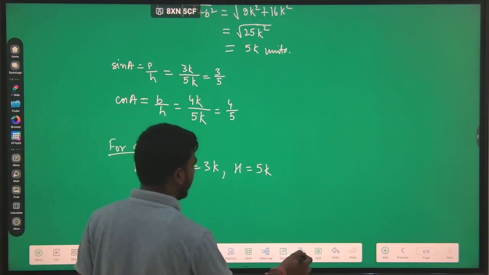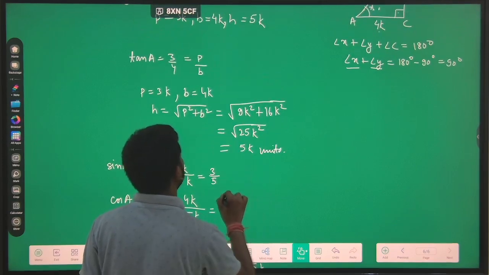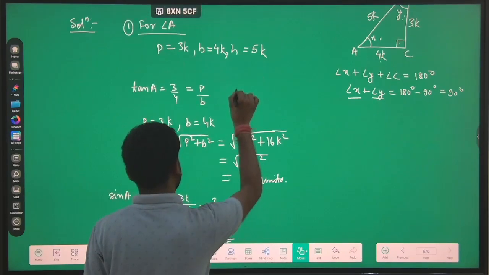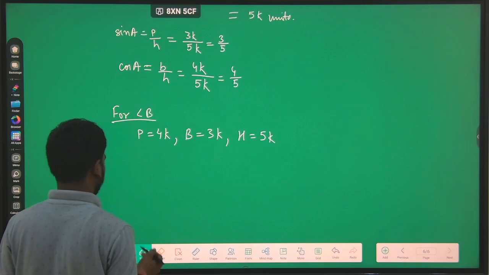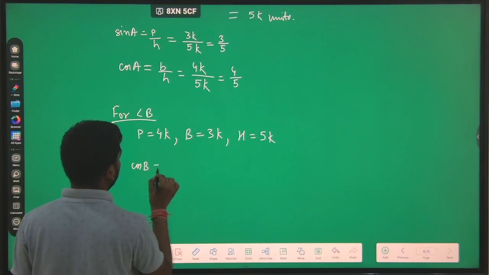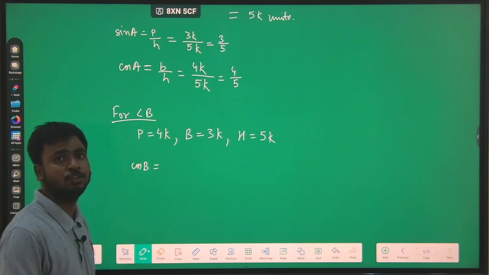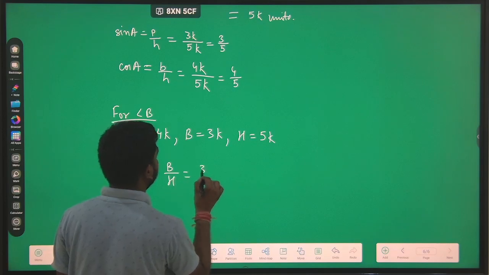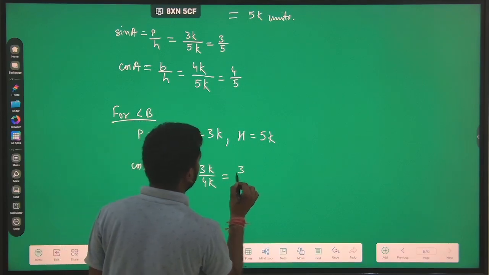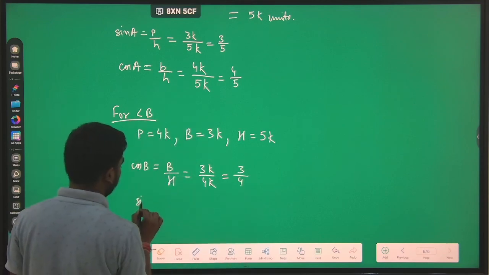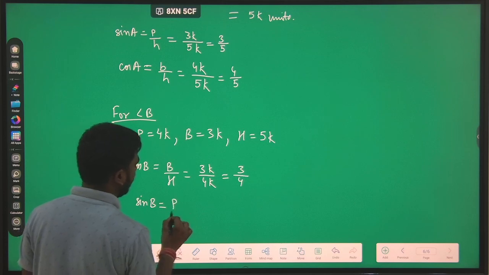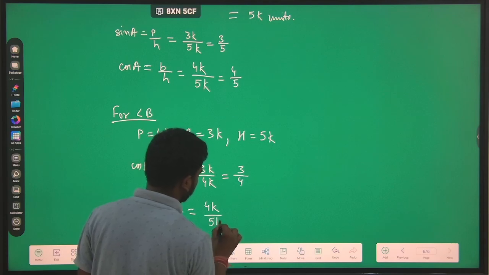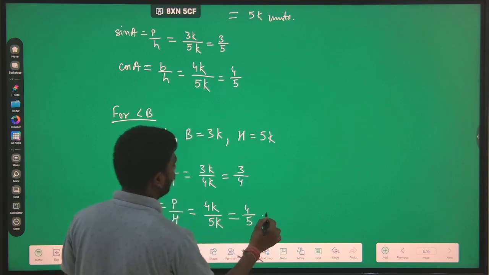So what are we going to find out? We are going to find out the value of cos B and sin B. So what is the value of cos B? The value of cosine of angle theta is equal to base upon hypotenuse. So it will be B upon H. That means 3K upon 5K. So it will be 3 upon 5. Similarly, sine of angle B will be perpendicular upon hypotenuse. That means what is our perpendicular? It is 4K and our hypotenuse is 5K. So it will be 4 upon 5.